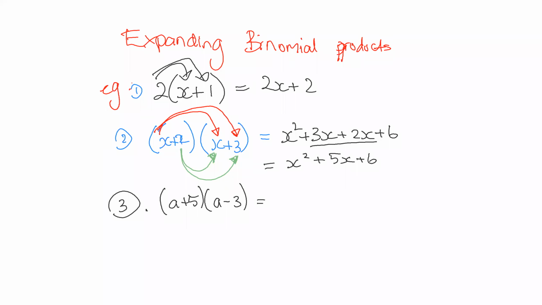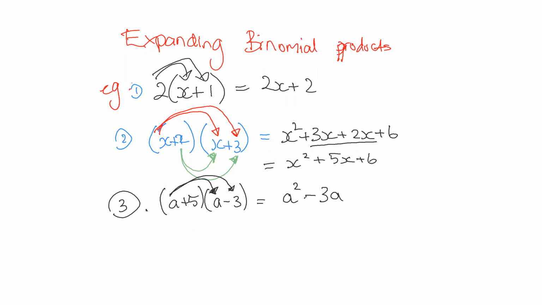All right. So let's do another example, guys. So we've got a plus 5 in brackets and a minus 3 in brackets. We multiply the first variable in the first bracket with the first variable, then the second variable in the second bracket. So let's do that first, and then I'm going to come to the second step. So we've got a times a is a squared, and a times negative 3 is negative 3a.